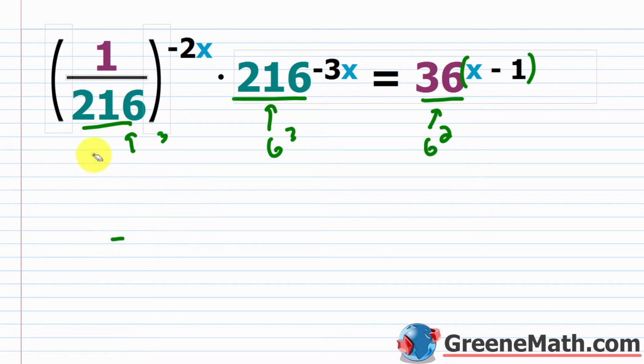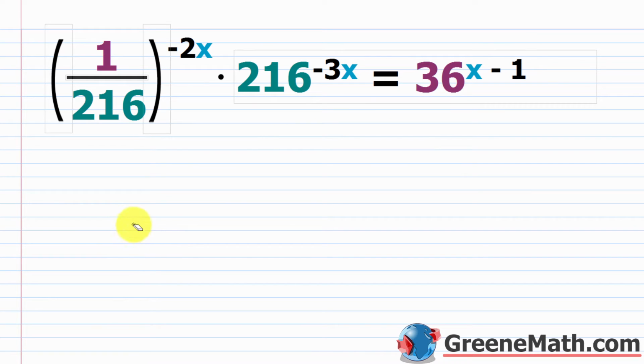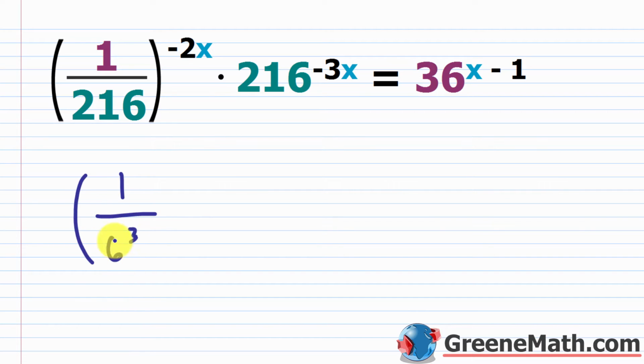So let me erase this. And actually, I can erase everything. I think you can remember that. It won't be too hard. Let me erase all of this. And basically what I'm going to do is say this is 1 over 6 cubed. Remember, that's 216. And this is raised to the power of negative 2x. Then times, for this, I'm going to have 6 cubed. I'm going to write this in parentheses just so we can separate things because I'm still going to raise this to the power of negative 3x.